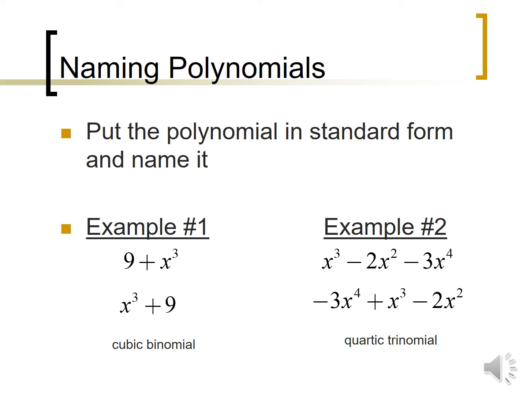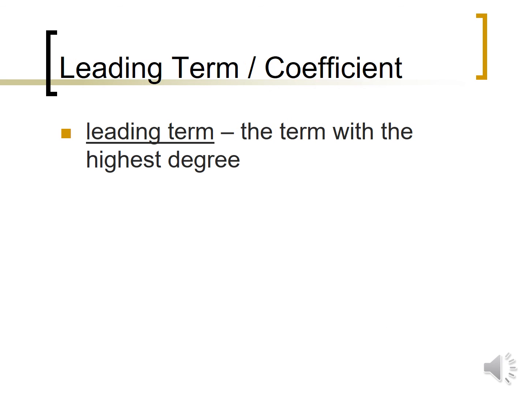Okay, a few more vocab things to look at. The leading term of a polynomial is the term, or the monomial, with the highest degree.